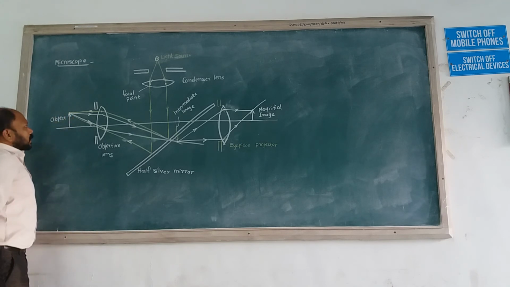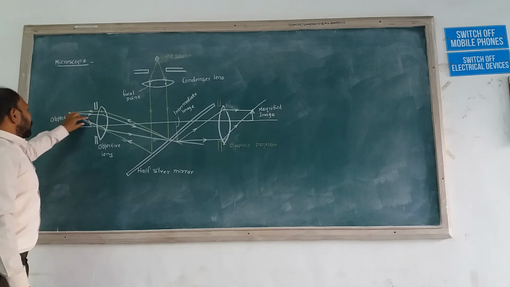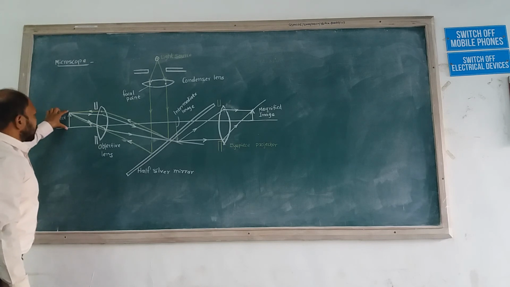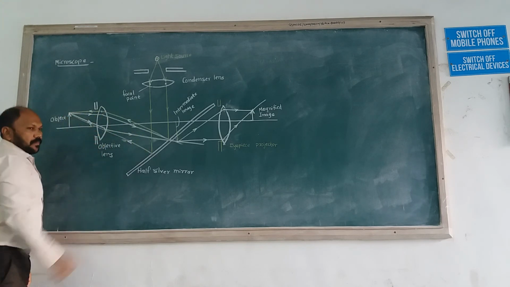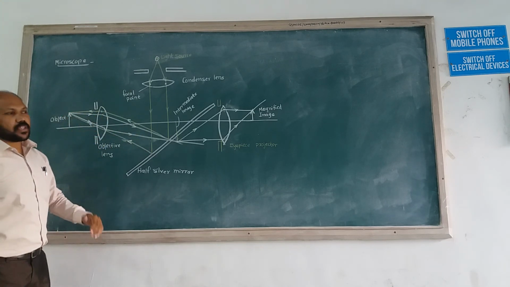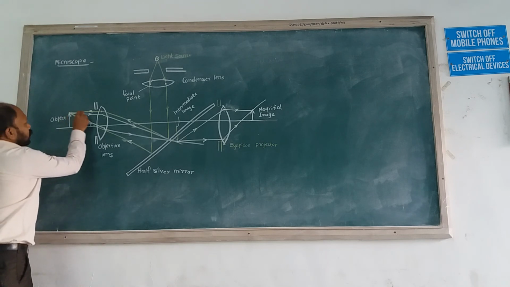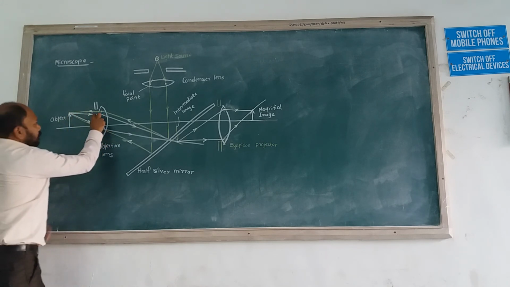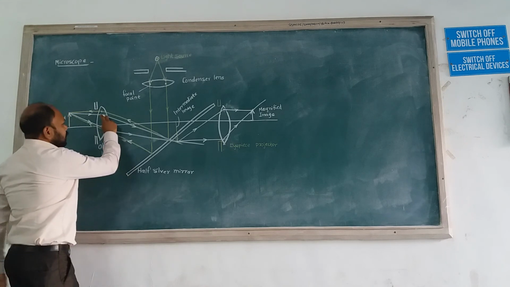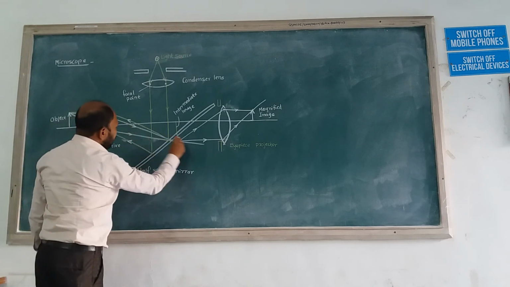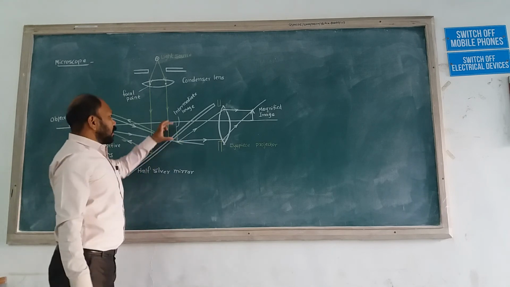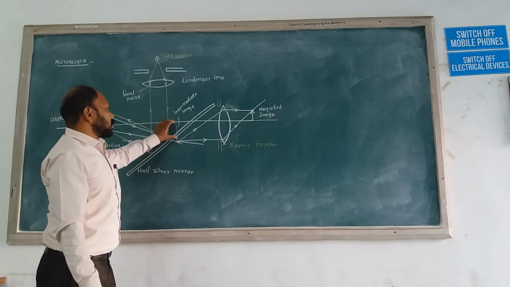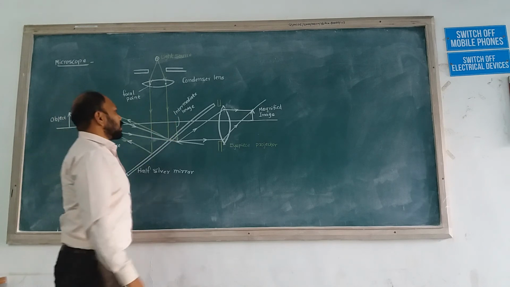This is the actual object. After coming onto that object, light gets reflected again from this object, and now these white color rays become the return rays coming from the object. The light returns, passes through this, and comes here and meets at this point. Here we get one image. This image is called the intermediate image.